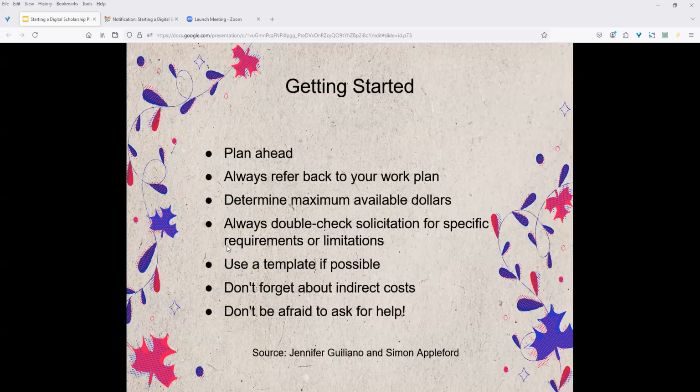All right, so getting started, you want to plan ahead. You always want to refer back to your work plan. You want to determine the maximum available dollars. You always want to double check solicitations for specific requirements and limitations. Use a template if possible. You don't want to forget about indirect costs. And don't be afraid to ask for help.